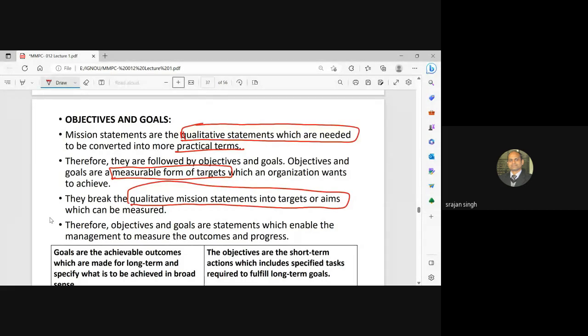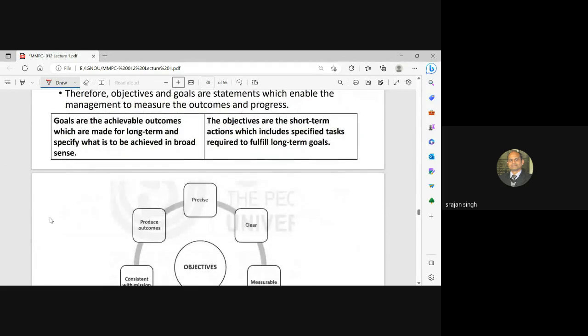So implementation part or practical part is more related to objectives and goals, whereas theoretical part is related to vision, and the qualitative statement are related to mission, where we allocate resources. Goals are achievable outcome which are made for long term and specify what is to be achieved in broad sense. The objective are short term actions which include specified tasks required to fulfill long term goals.